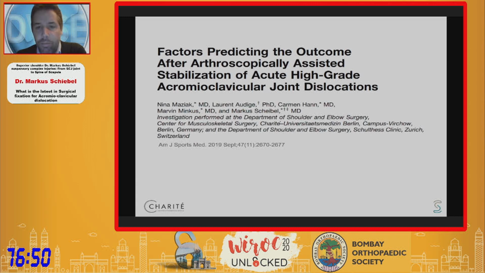As you know, we don't really have predictive factors for outcome for AC joint instability or reconstruction. We know, for example, in cuff repairs, if you have high-grade fatty infiltration, the results are inferior. If you have proximal migration of the humeral head, the results are inferior. But there are no good studies out there with regards to the outcome after AC joint stabilization.